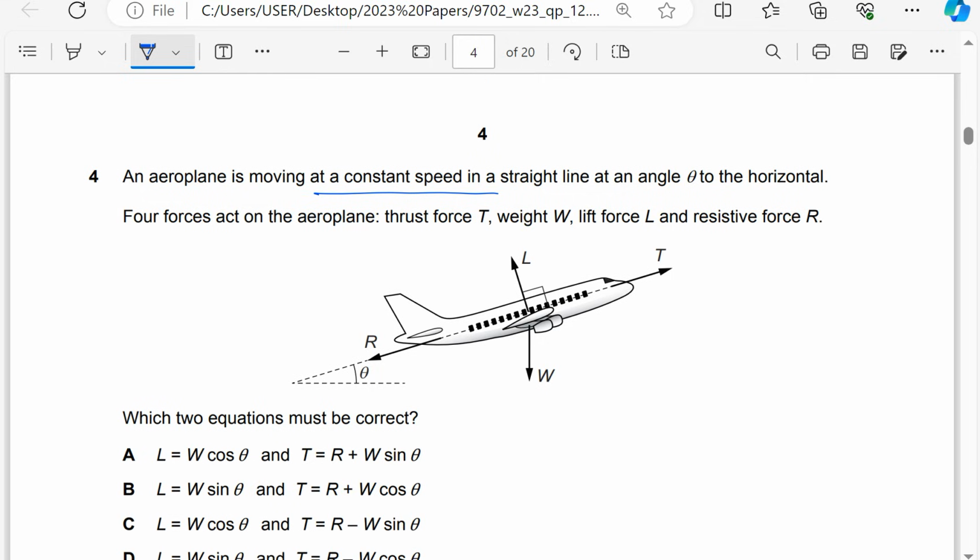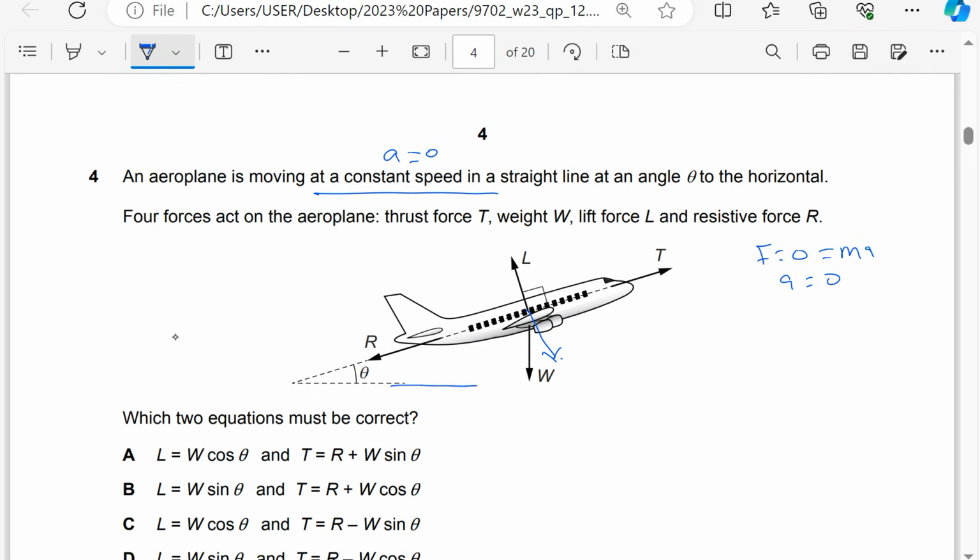Remember, the resultant force is 0 because the acceleration is 0. Since it is moving at a constant speed, the resultant force should be 0. So if I resolve the forces in the vertical, they should balance, and if I resolve forces in the horizontal, they should also balance.